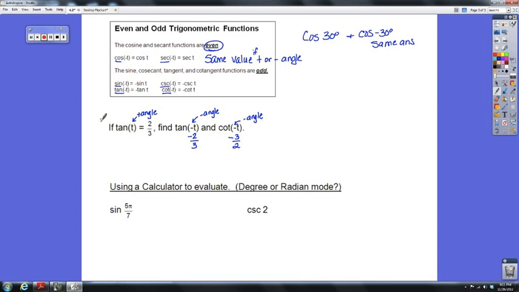And tangent, we're changing the signs because it's odd. But remember, if it was cosine or secant, then you would not have changed these signs. You would have just left them the same that you started with, positive. So just look back at your chart, or just remember that cosine and secant are the only ones that are even. Even. It's supposed to be an E, even.